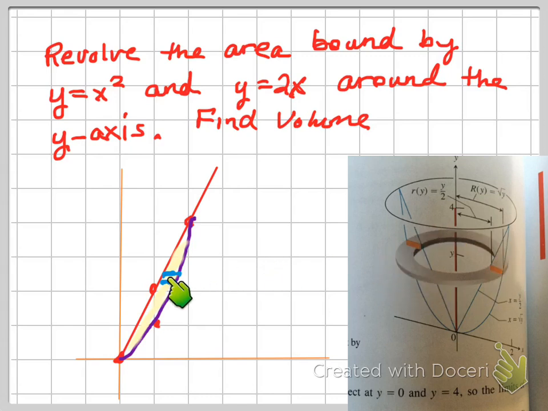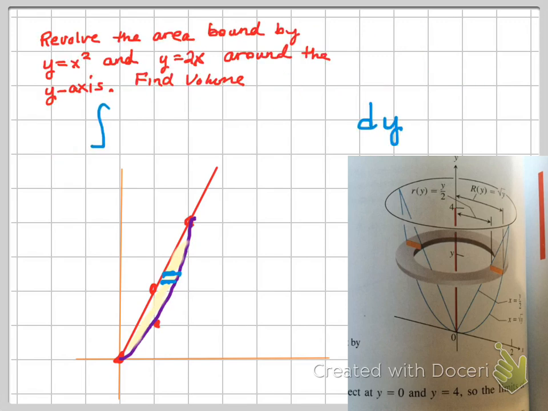And the fact that we have a horizontal partition, anytime you have a horizontal partition, you know that means a dy problem. So we have an integral with a dy, and remember the formula for the washer method. It was pi outer radius squared minus pi inner radius squared.